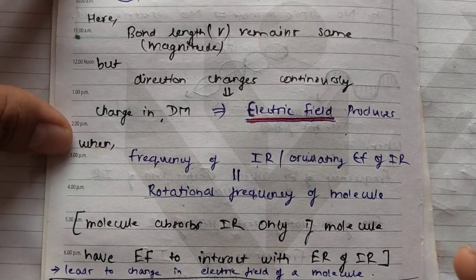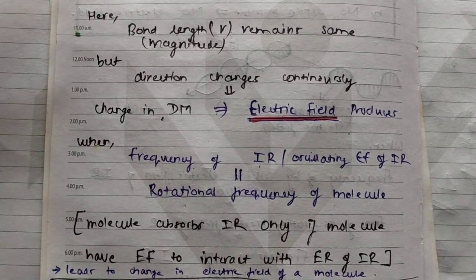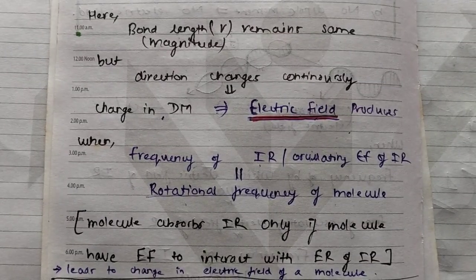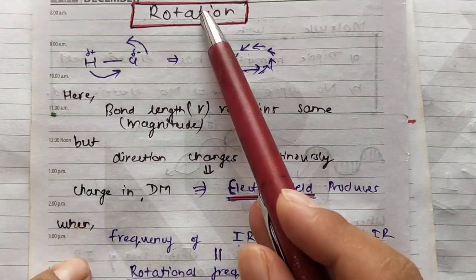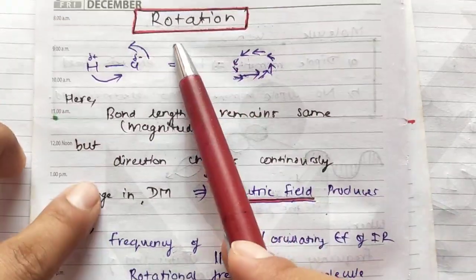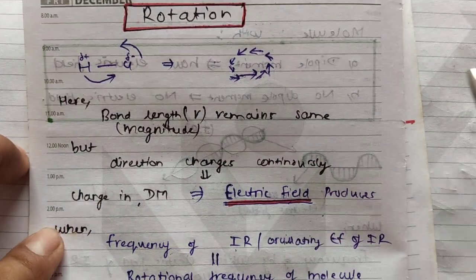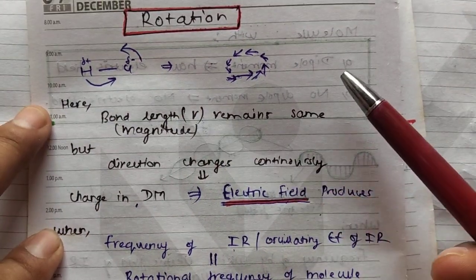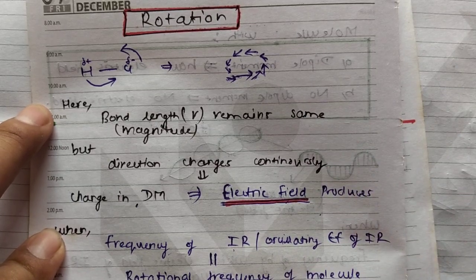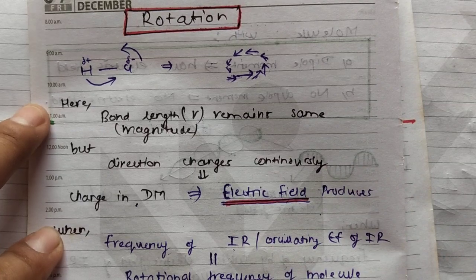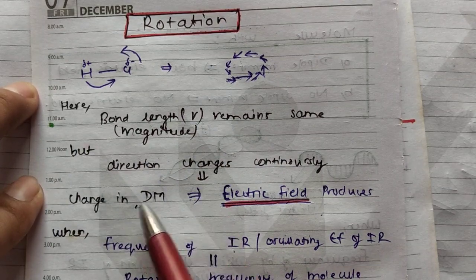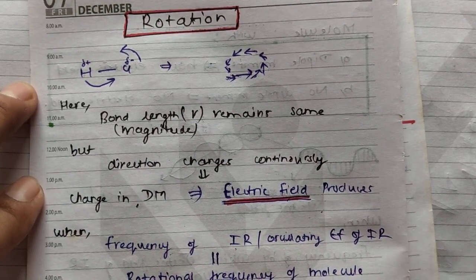So in conclusion, what we should know: due to the vibration, the dipole moment of a molecule changes and an electric field is produced. Due to the rotation also, the dipole moment changes and an electric field is produced. Because of vibration and rotation, they have an electric field to interact with the electric field of the IR. Coming to non-dipole compounds like oxygen and nitrogen, because they don't have a dipole moment, vibration and rotation cause no change in the dipole moment, so no electric field is produced.